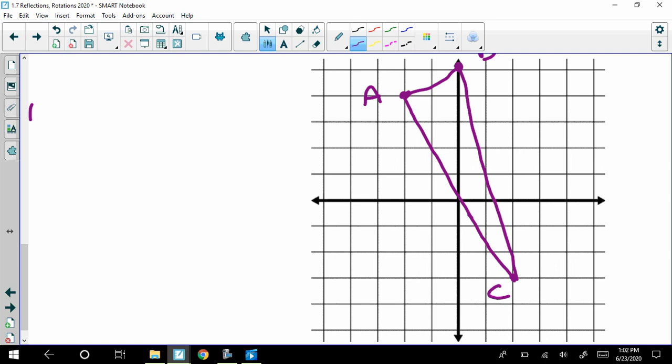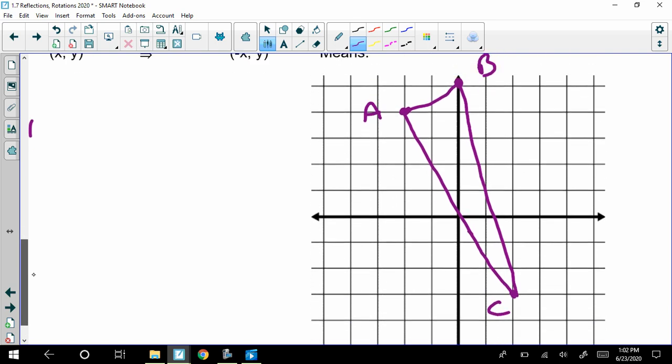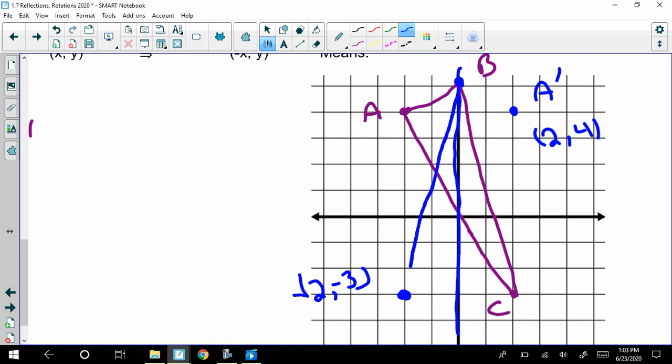Now we're changing the x coordinate, which means we're flipping over the y-axis. A is going to flip over here, A prime, so we're just switching the x, and we're going to be at 2, 4. B is on the axis, so it just stays the same, and C is flipping over here, so we're now going to be at the point negative 2, negative 3. We draw our coordinates, and we have reflected it over the y-axis.